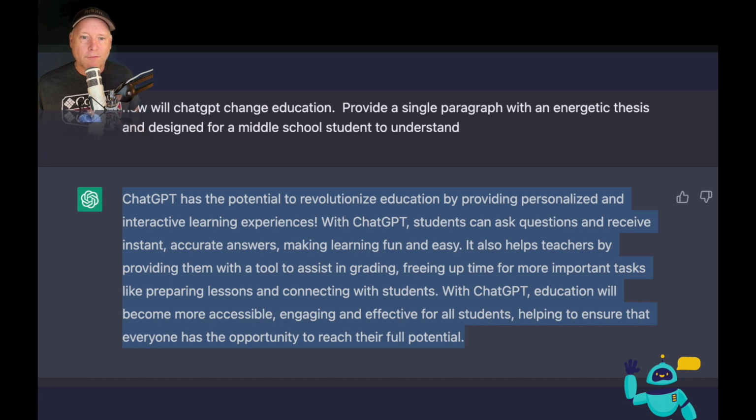Let's just read the first sentence here for this. ChatGPT has the potential to revolutionize education by providing personalized and interactive learning experiences! Look at that. ChatGPT thinks that education is going to be awesome because of it. What a surprise.